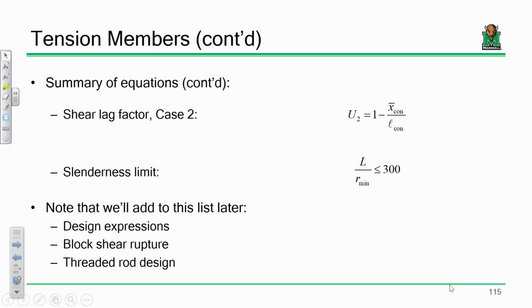And so there's your net section fracture, 0.75 Fu times the net area times U, the shear lag factor. And we do have a service limit state, which is the slenderness limit, that L over r has to be less than or equal to 300.